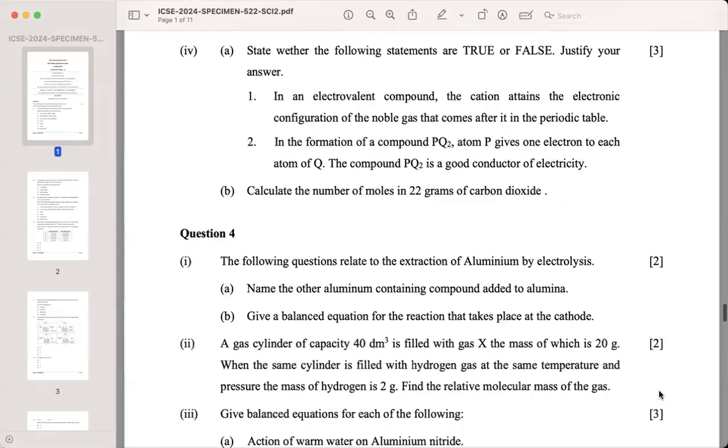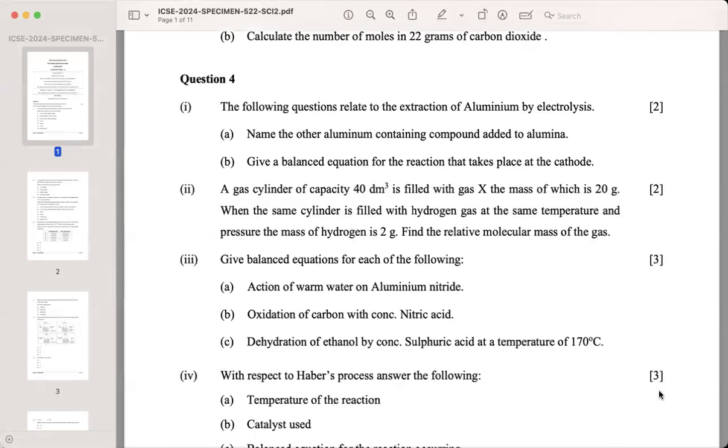Then question number 4. The following questions relate to the extraction of aluminium by electrolysis. A, name the other aluminium containing compound added to alumina. The answer will be, for the first A part, the answer will be cryolite and fluorspar.